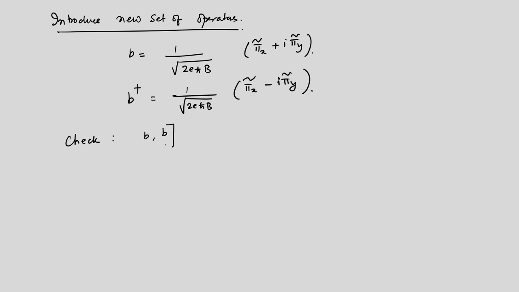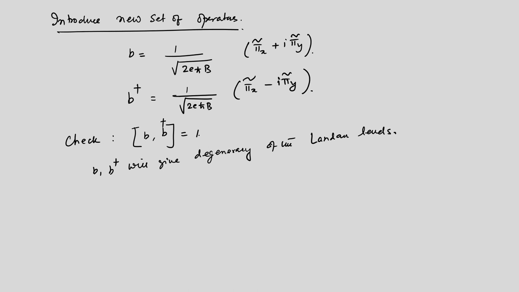the commutator of b and b dagger is equal to 1. Okay, and this b and b dagger will give the degeneracy of the levels. So that we'll see how.